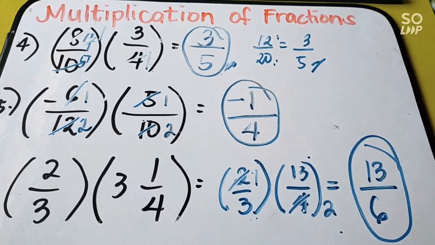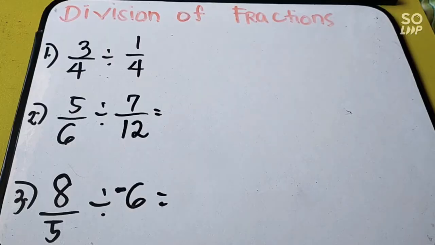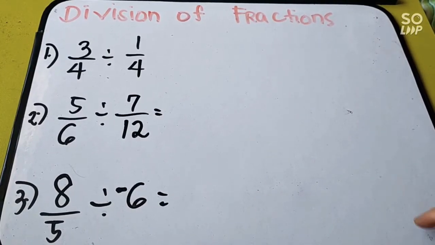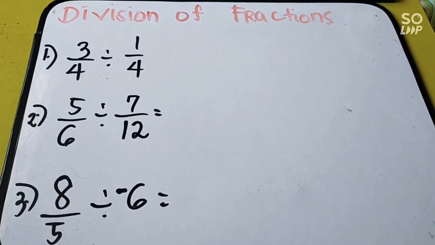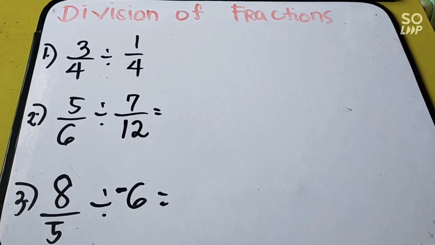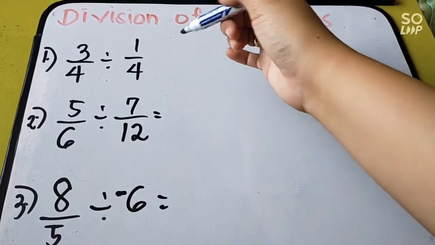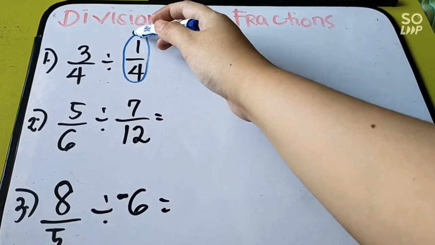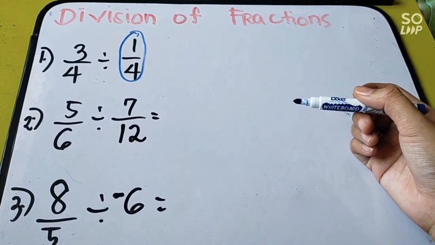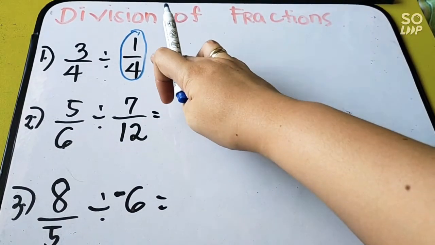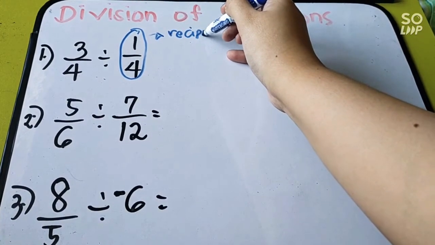Okay? Now, let's move with division of fractions. Number 1, we have 3/4 divided by 1/4. In division of fractions, kailangan mong kuhanin ang reciprocal ng iyong divisor. Ano po ba dyan ang divisor? Ito yung ating divisor, yung laging pangalawa. Then, yung una, ang tawag dyan ay dividend. Is it clear? So, yung pangalawa, find the reciprocal. What is reciprocal?